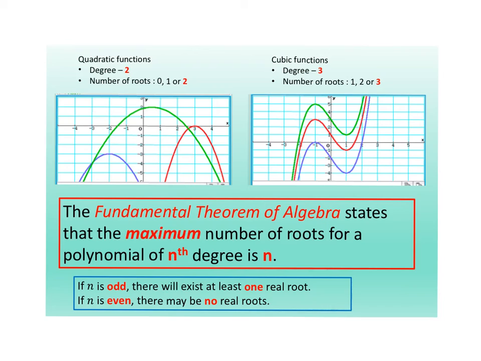So I have actually summarized it. If n is odd, there will exist at least one real root. If n is even, there may be no real roots. Yep? So if the index is negative, it's not a problem. No, negative is not a problem. So negative x squared, negative x to the power of 4, negative x to the power of 5, that's no problem. It's still 5 is the degree, and then the maximum number of roots is 5.